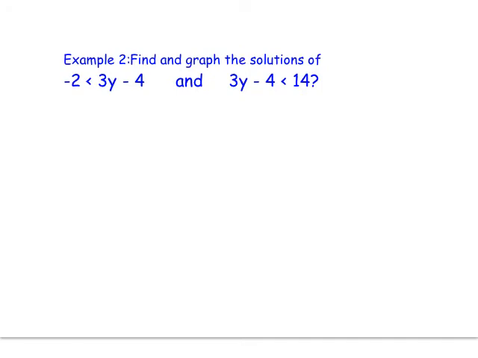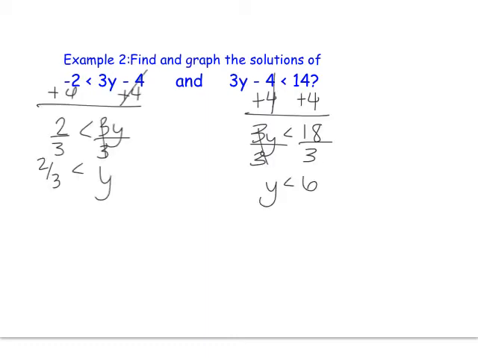Let's start by solving each of these inequalities separately, just like they're 2 problems. So pause the video for a moment and go ahead and solve. So here's what I got when I solved those 2 inequalities. Remember, these are being joined by the word and, so we're going to be looking for the intersection of these answers. Let's take this first one, 2/3 is less than y. Let's rewrite that as y is greater than 2/3. So y is greater than 2/3 and y is less than 6.